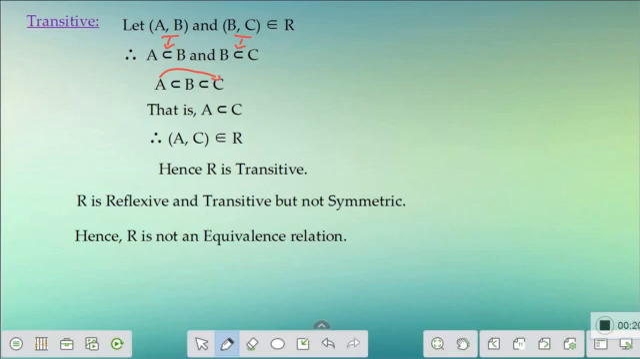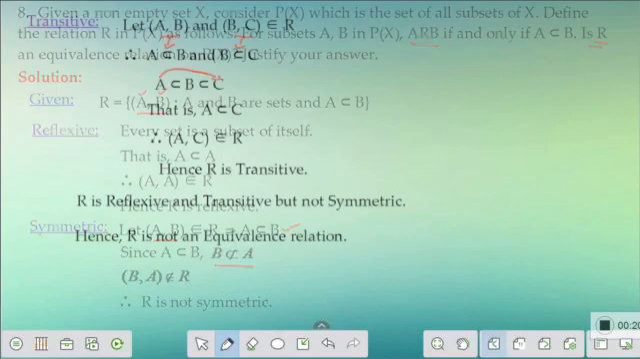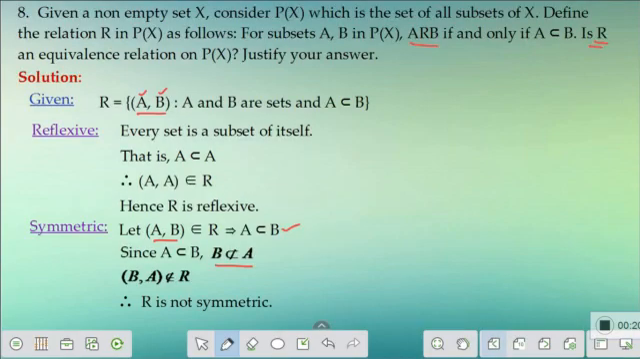So we have got R is reflexive and transitive but not symmetric. Hence, I cannot say R is an equivalence relation. So I am concluding here that R is not an equivalence relation. So I was asked to check whether the relation defined is an equivalence or not, and I could see it is not an equivalence relation.